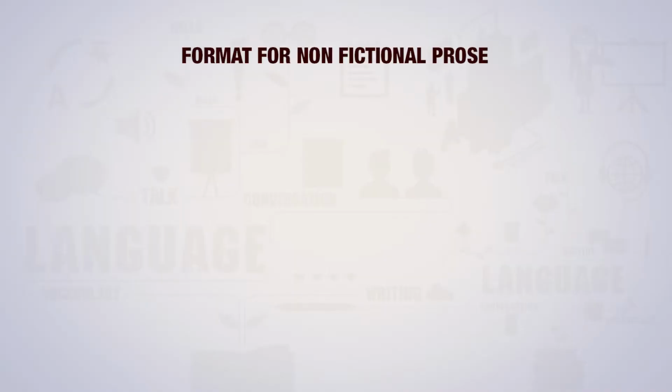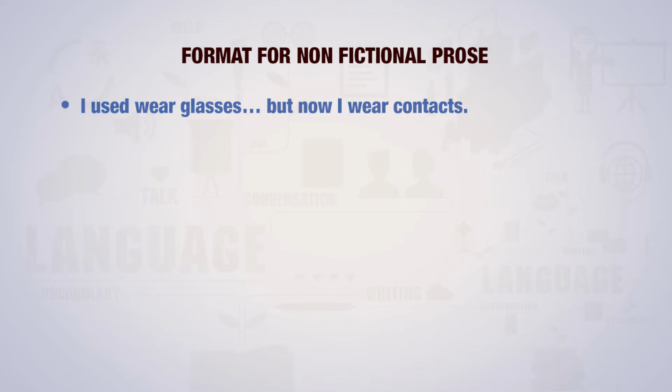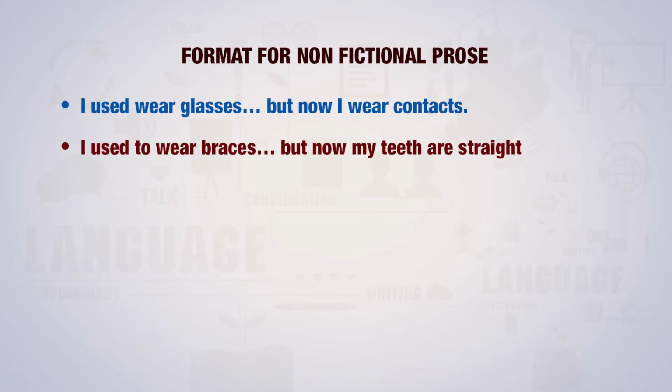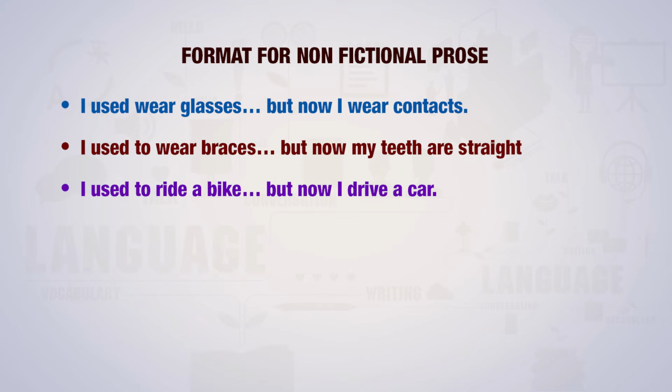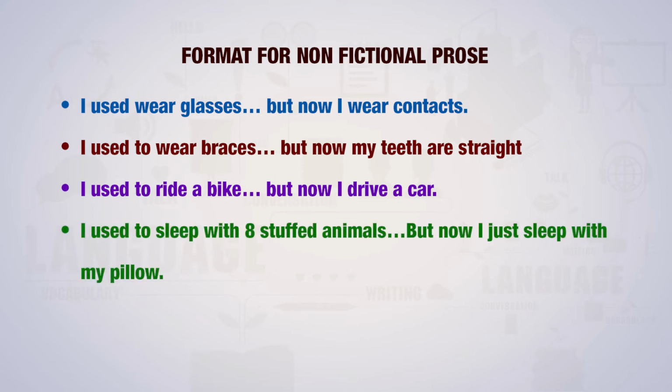So think about what you used to look like, what you used to do, your hobbies, your beliefs, your fears and your preferences, and you can write it in the form, I used to be dash, but now I am dash. This can become a comparative rubric when you write, I used to wear glasses, but now I wear contact lenses. I used to wear braces, but now my teeth are straight and beautiful. I used to ride a bike, but now I drive a car. I used to sleep with 8 stuffed animals, but now I simply sleep with just my side pillow.